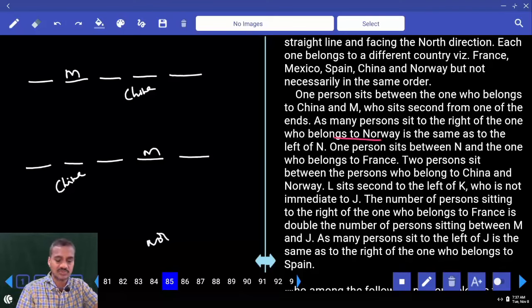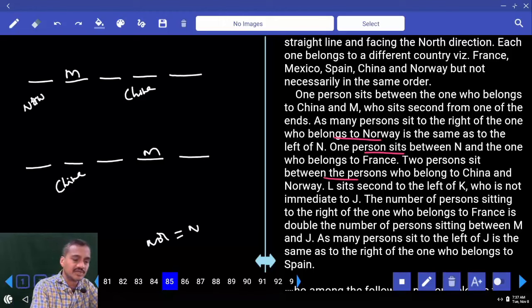The one who belongs to Norway and N, equal number of persons. One person sits between N and the one who belongs to France. N and France, there must be exactly one person. And 2 persons sit between China and Norway. Now between the persons who belong to China and Norway, there must be exactly 2, hence Norway is here.